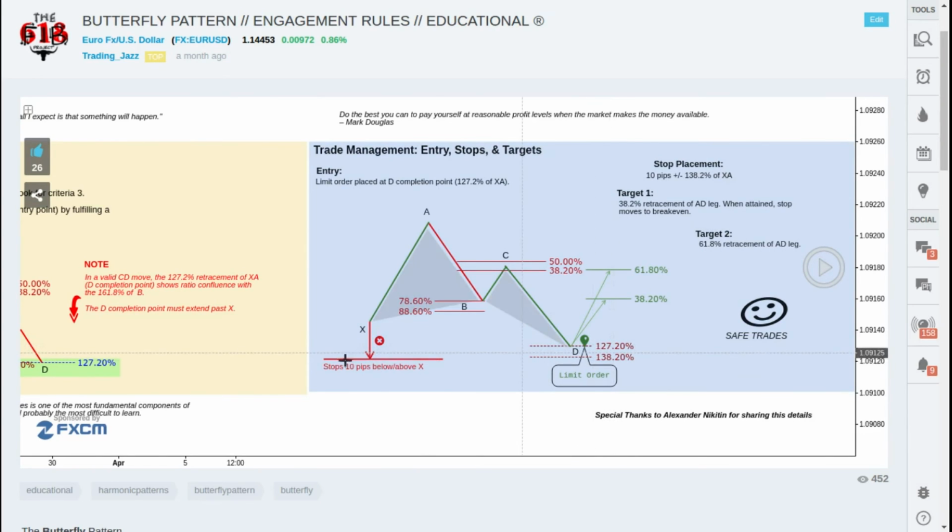Stop placement: 10 pips past the 138.2% of X to A. You should adjust it to your own risk management strategy and always look at previous structure.